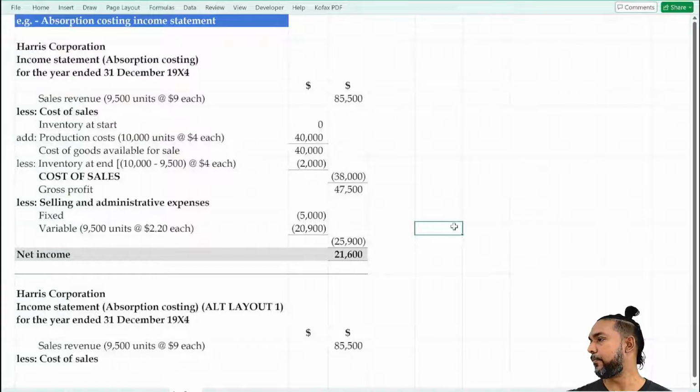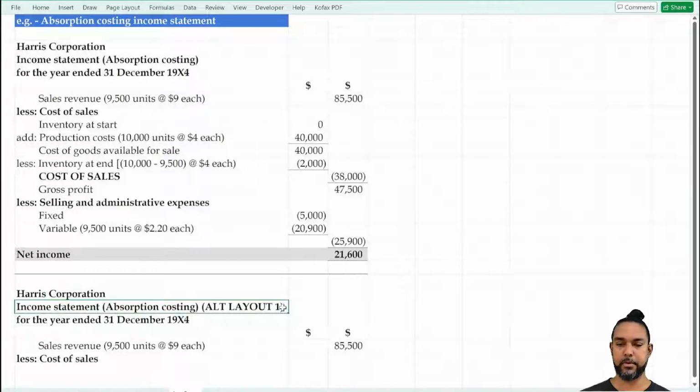All right, cool. Alt layout 1. Oh, sorry. This was no. All right.